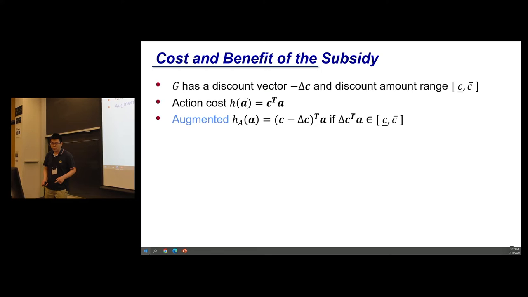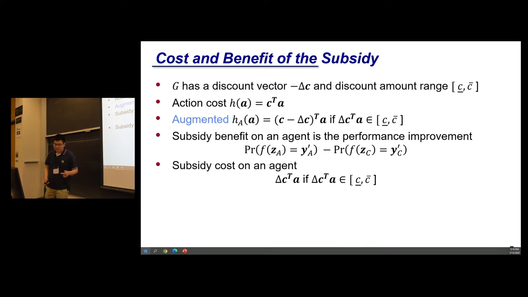So here I will elaborate more on the cost and benefit of the subsidy. The subsidy mechanism consists of two components. The first one is a discount vector delta C, and the second component is a discount amount range. So we consider the conventional action cost to be an L1 action cost, and the augmented action cost will have the following form, in which the discount is applied to each one of those action dimensions. And if the discounted amount is within the discount amount range, that agent will receive this discount as a reimbursement.